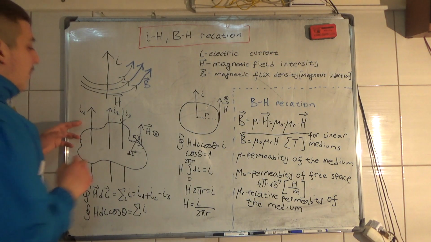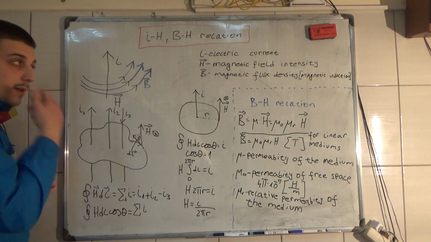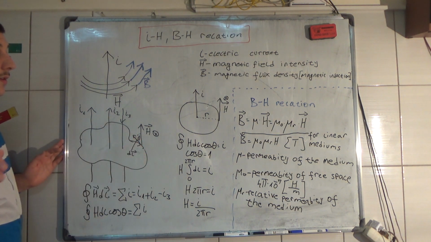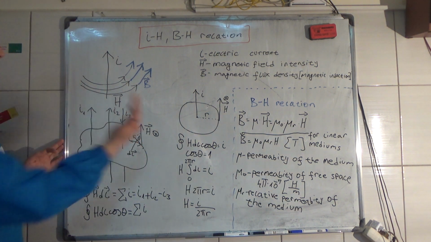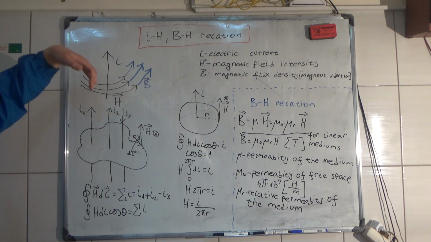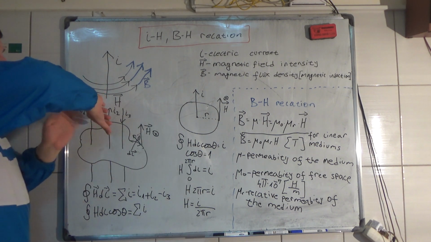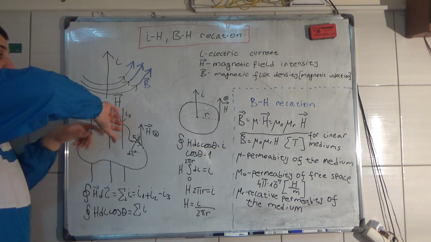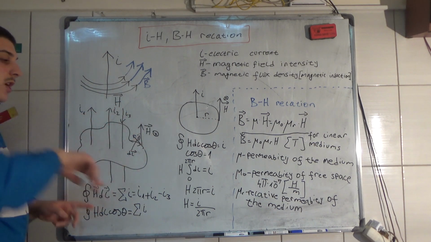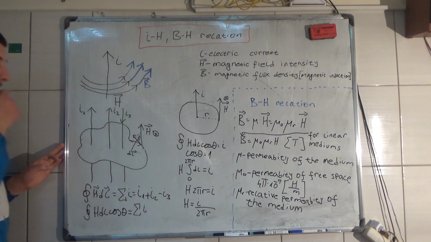I1 plus I2 produces a magnetic field intensity whose direction is toward the whiteboard. If we have I3 that goes in the other direction, the magnetic field intensity of I3 is going to point in the opposite direction of this vector H. So we take the minus sign in front of I3.